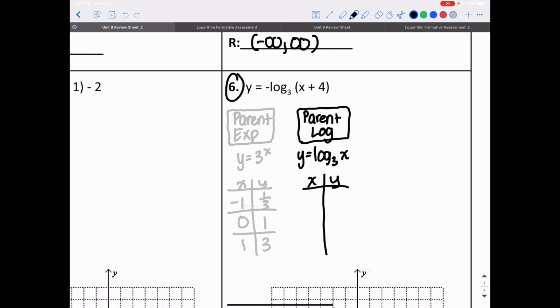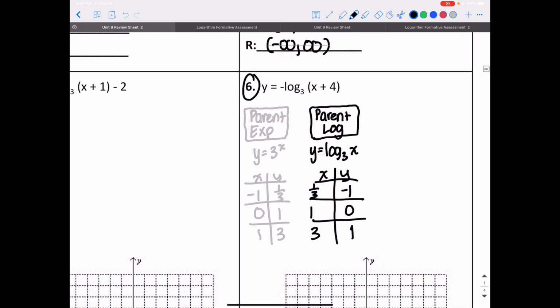This is the inverse of the exponential. So to get the ordered pairs in this table, all I have to do is flip the values I have here. So I have 1/3, and I'm going to leave enough space for my horizontal shift. 1/3, -1. I have 1 and 0. I have 3 and 1.